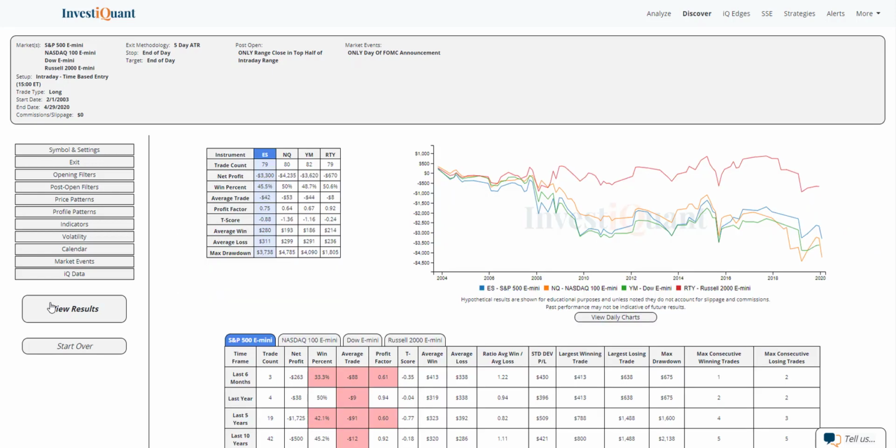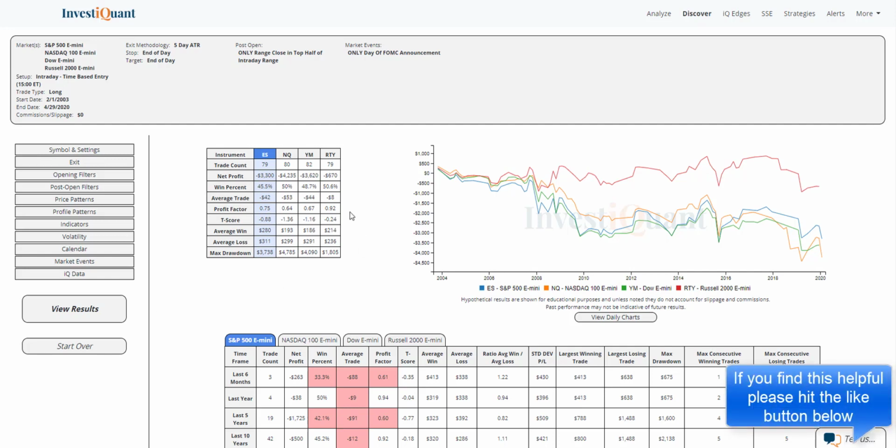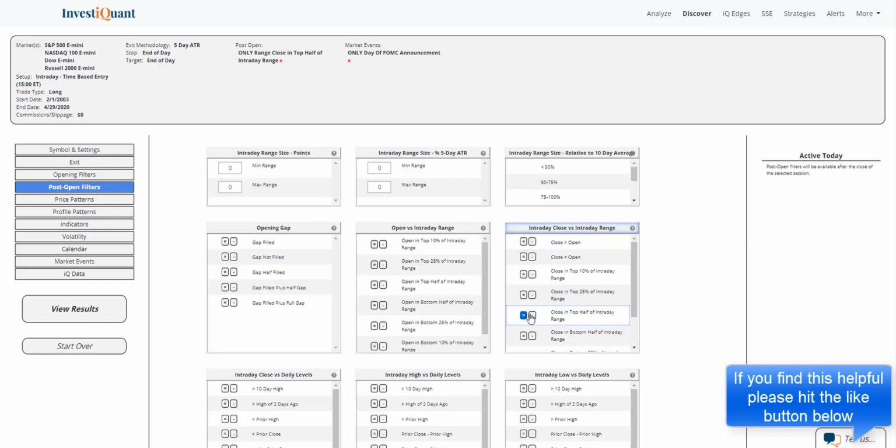Alright, these are the results of going long at 3 p.m. Eastern time on FOMC announcement day if you're trading in the top half of the intraday range at that point. And we have good samples here for all four instruments, and they're all kind of around that 50% mark. So ES is just a touch weaker, but NASDAQ right at 50, YM pretty close to 50, and Russell right at 50%. So no bias that really stands out here if we're trading in the top half of the range at 3 p.m. So now let's go back to the post-open filters and look at the difference if we're trading in the bottom half of the range at 3 p.m.